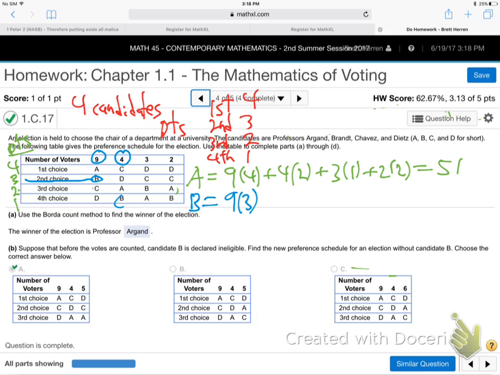These 4 people put B last, which is 1 point. These 3 people put B here, which is 2 points. And these 2 people put B last, which is 1 point. Okay, so we add that up. So 27, 31, 37, 30, is it 39? What y'all got? Is that good on that? I'm going to try C.